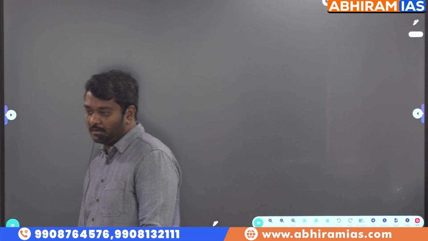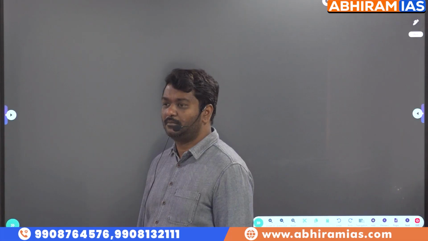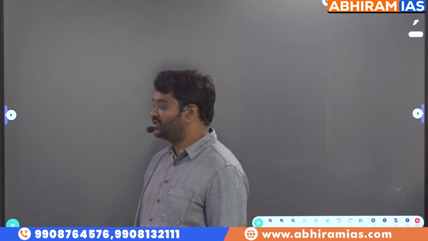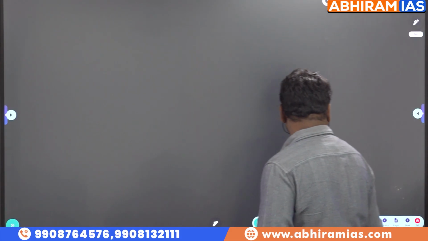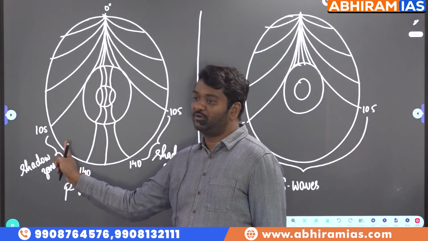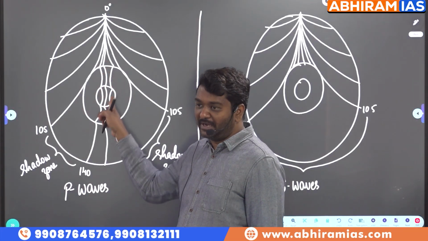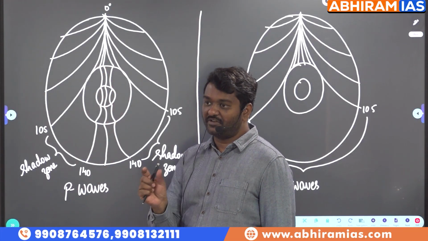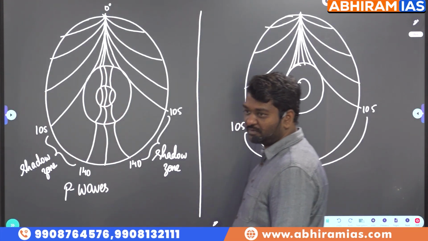Okay. Shadow zone is because of refraction. So what is happening? Bending occurs. If bending doesn't occur, it will go straight. Because of the bending, shadow zone comes. That is refraction. Okay, that is responsible.